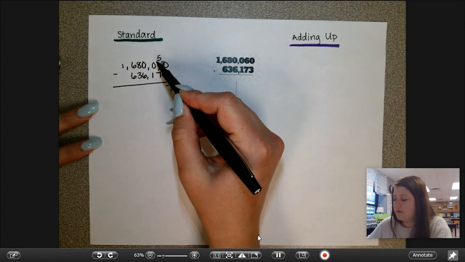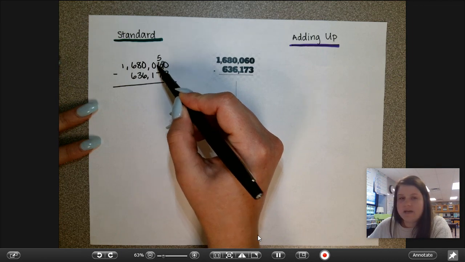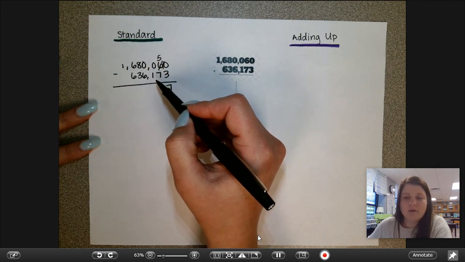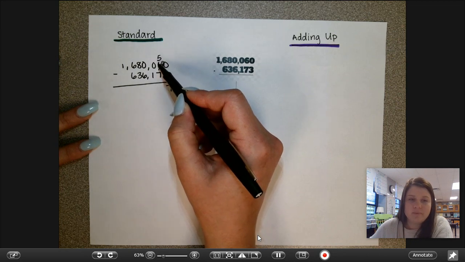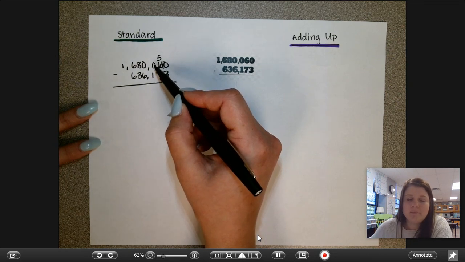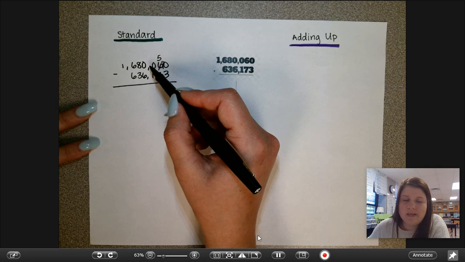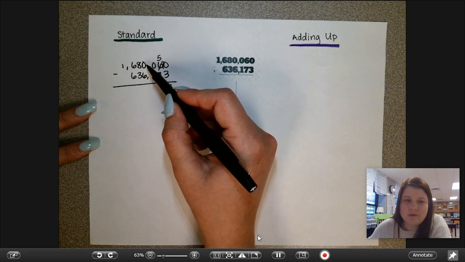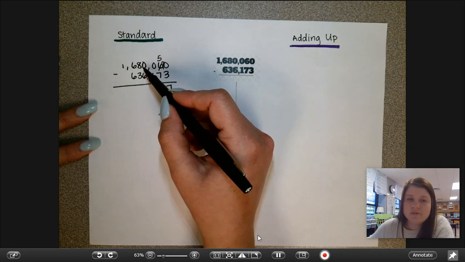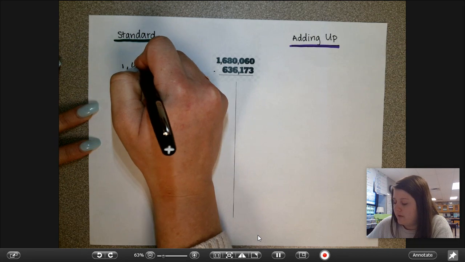But then I look at my neighbor again, and I see that 5 doesn't work when I try to take 7 away from it. So I'm going to have to borrow from my neighbors. But I can't borrow anything from 0, and I can't borrow anything from this 0. So I have to go all the way over to my neighbor 8 and borrow 1 from 8.